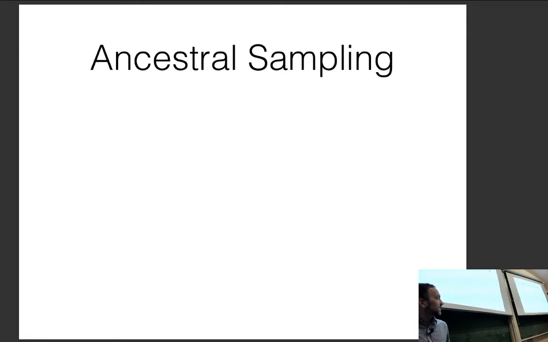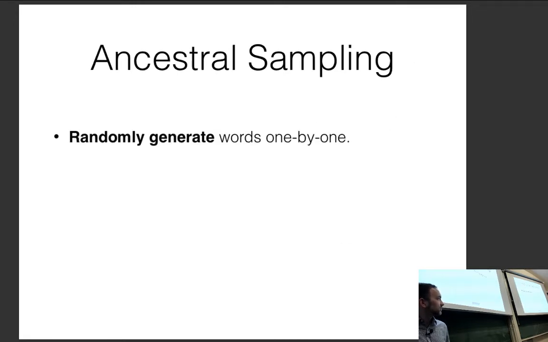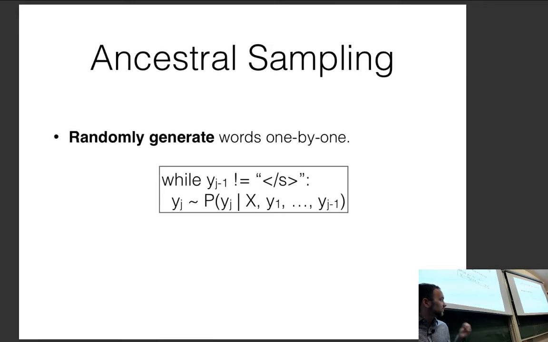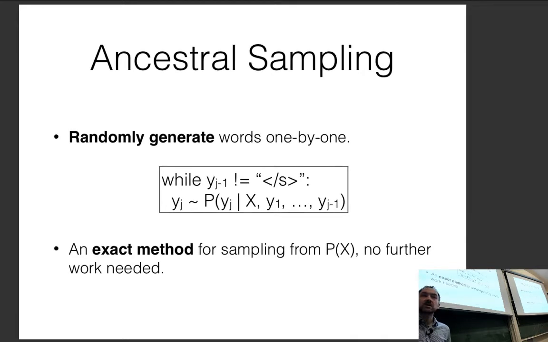So the good news about ancestral sampling, or about sampling, is that it's extremely simple to do. In order to do this, you just write this variety of code, which is like: while y_{j-1} is not equal to the end of sentence symbol, you sample the next word from the output. And importantly, this is an exact method to sample directly from the probability distribution.